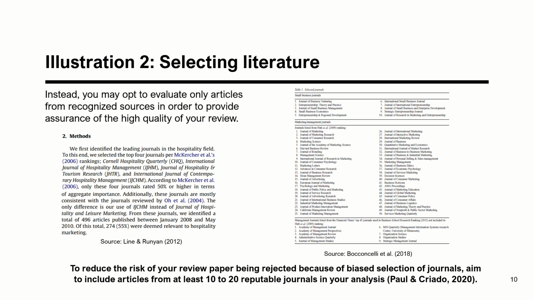So let's say if you're talking about information systems, the basket. If it's marketing, probably looking at the UTD24 or the FT50 or even the ABS or the ABDC ranked journals, and so on and so forth. So that's another way by which you can filter it to very specific articles from specific journals. And some of the examples that I've provided over here actually do that.